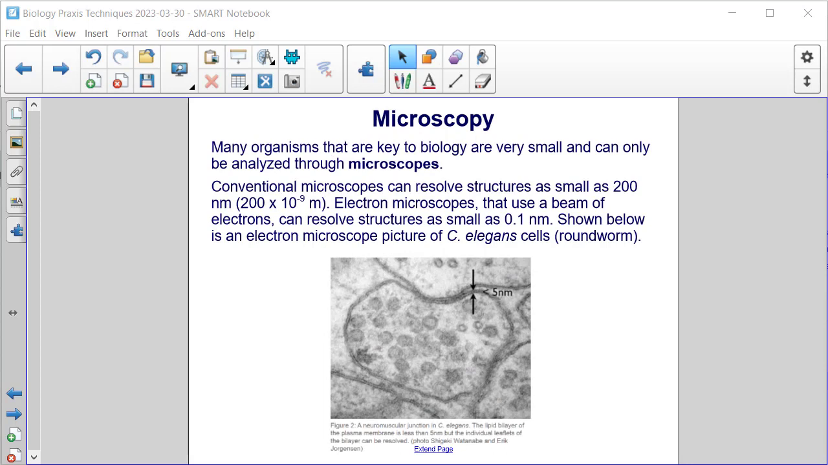Microscopy. Many organisms that are key to biology are very small and can only be analyzed through microscopes. Conventional microscopes can resolve structures as small as 200 nanometers. Electron microscopes that use a beam of electrons can resolve structures as small as 0.1 nanometers. Shown below is an electron microscope picture of C. elegans cells, or roundworm cells.